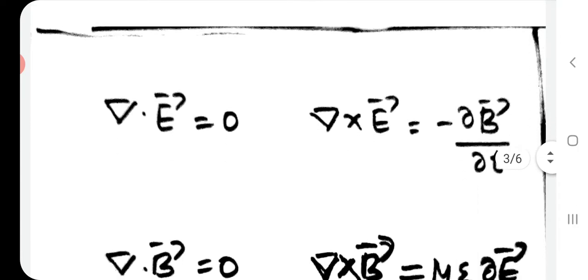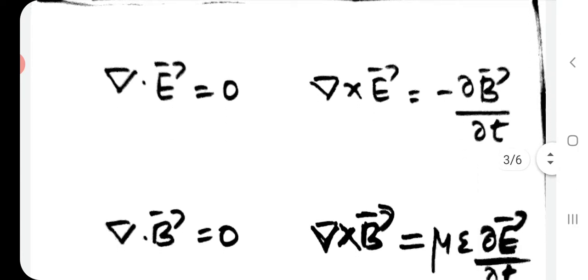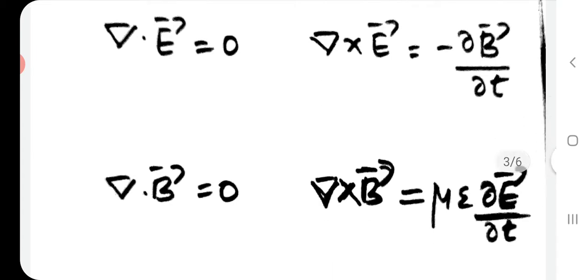del dot E equal to 0, del cross E equal to minus dou B by dou t, del dot B equal to 0, and del cross B equal to mu epsilon dou E by dou t. Here we have put D equal to epsilon E and H equal to B by mu. So we get del cross B, with mu going to the other side, equal to mu epsilon dou E by dou t.